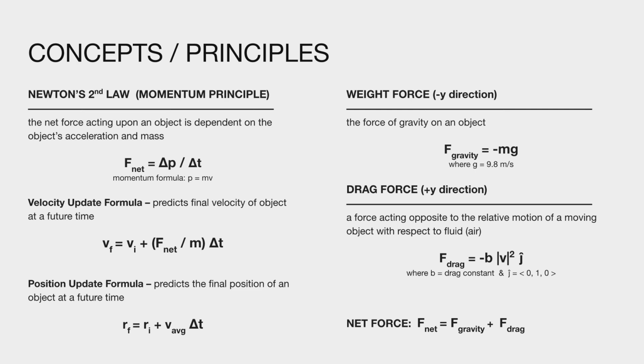Derived from Newton's second law are two important formulas, the velocity update formula and the position update formula. In this experiment, we'll be observing non-constant velocity due to the acceleration force of gravity, or weight force, which acts in the negative y direction, as well as drag force, which acts in the positive y direction. These two combined will produce the net force.